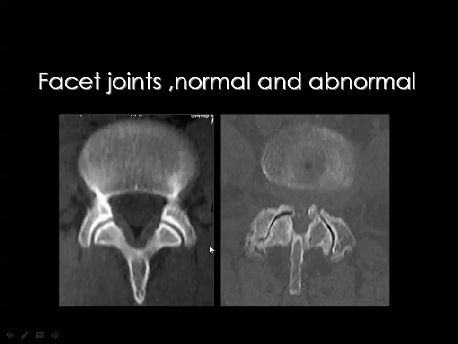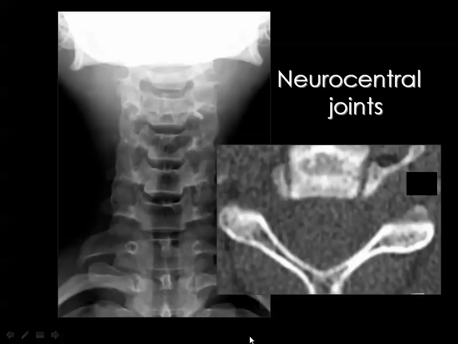But here, this is the normal appearance of the facet joints, and these are the facet joints showing advanced osteoarthritic changes because of the narrowing of the joint space, subarticular bone sclerosis, osteophytic lipping of the articular surfaces, and intra-articular air representing the vacuum phenomenon.